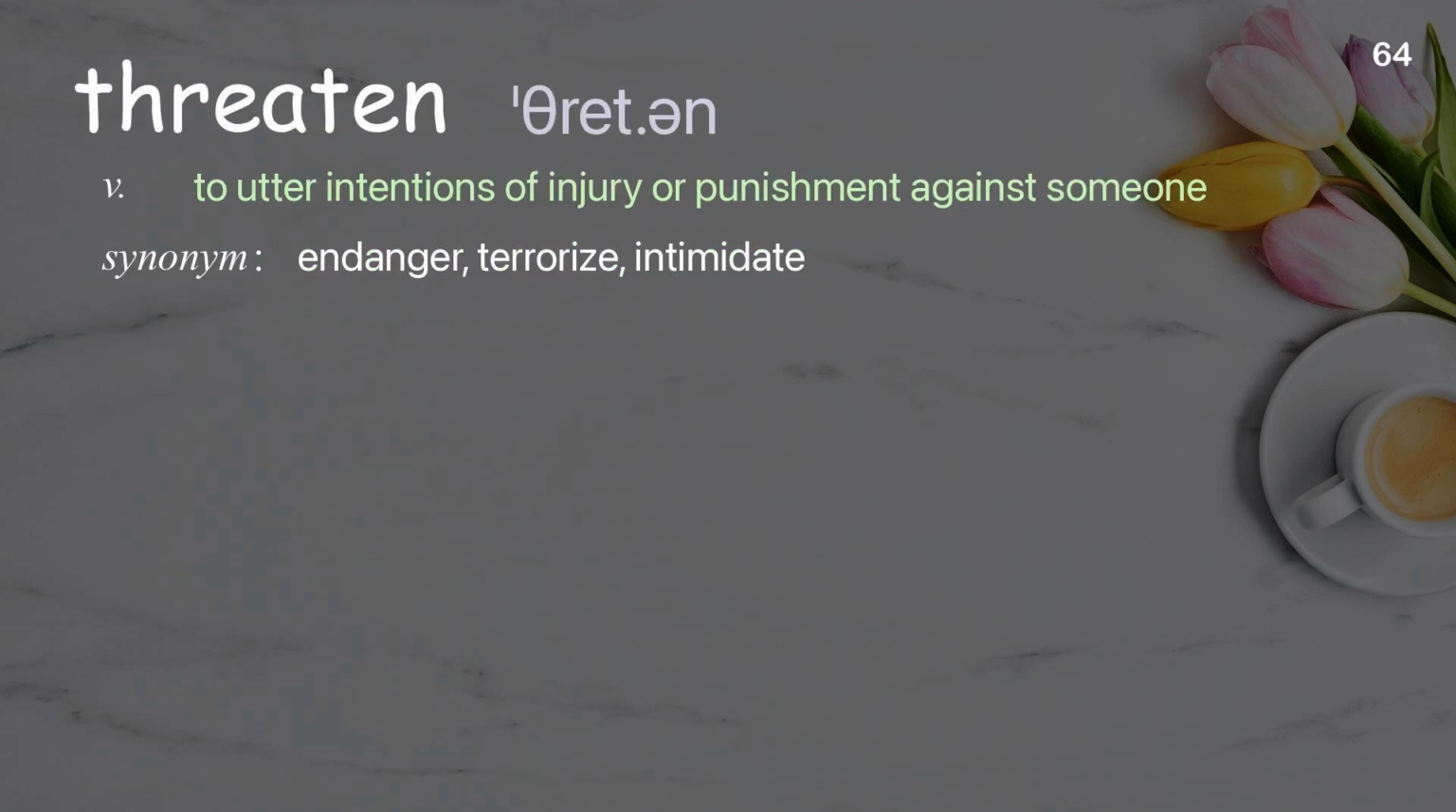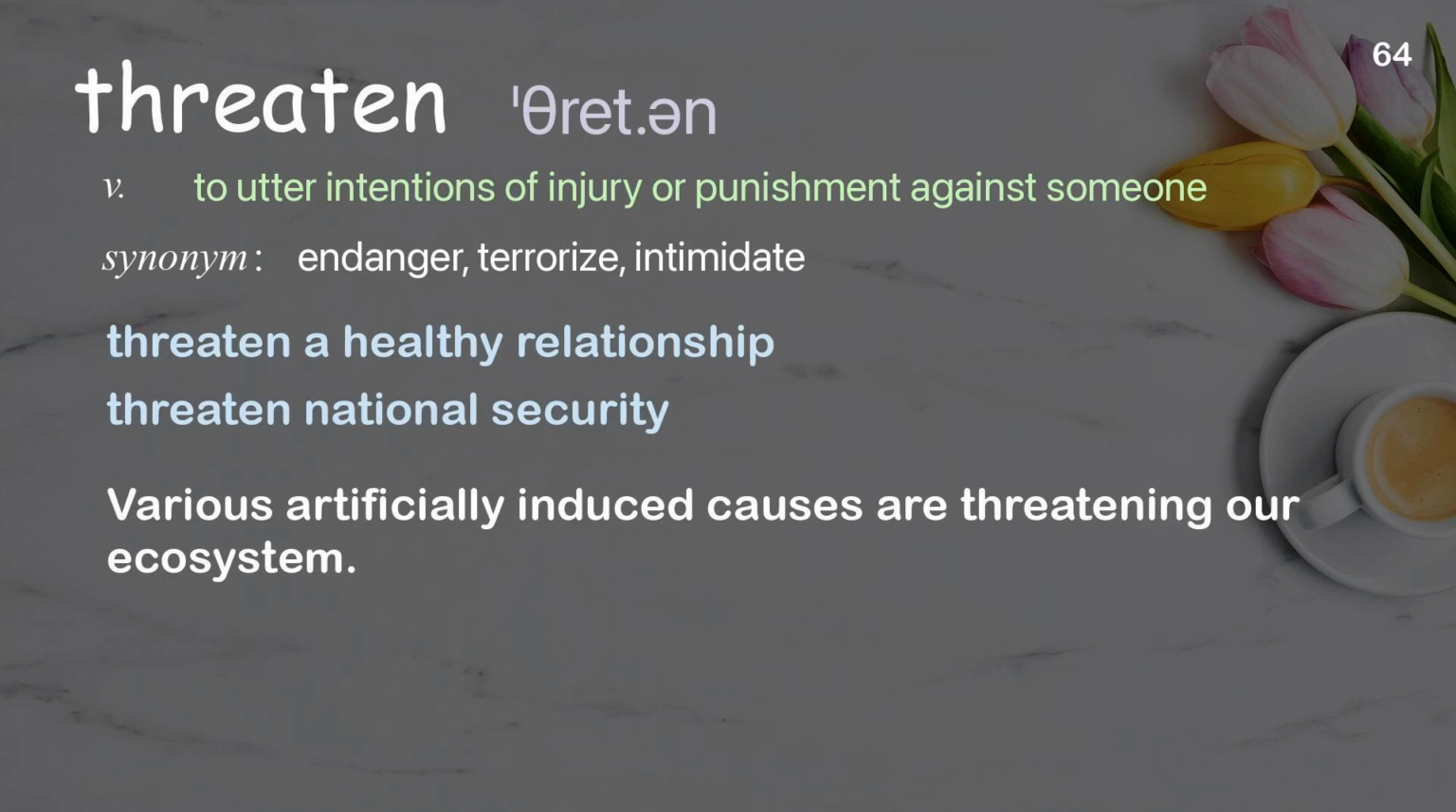Threaten. To utter intentions of injury or punishment against someone. Examples. Threaten a healthy relationship. Threaten national security. Various artificially induced causes are threatening our ecosystem.